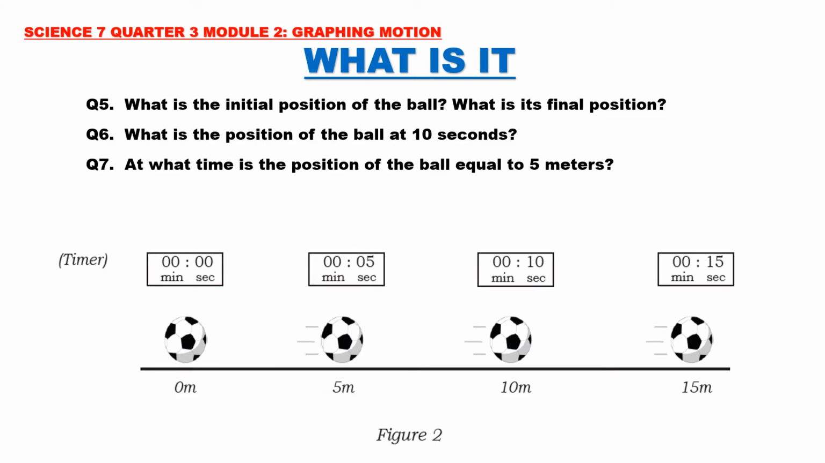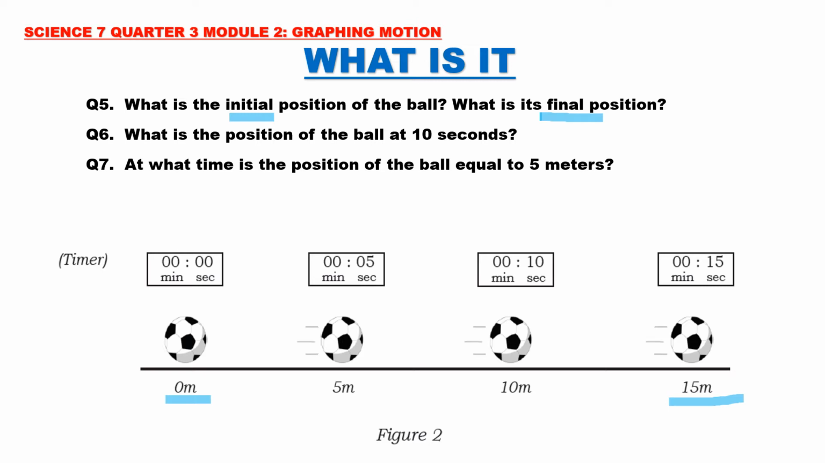Q5, what is the initial position of the ball? When we say initial, that means the start. So the ball's initial position is 0 meters. Next question, what is its final position? So the final position of the ball is 15 meters.